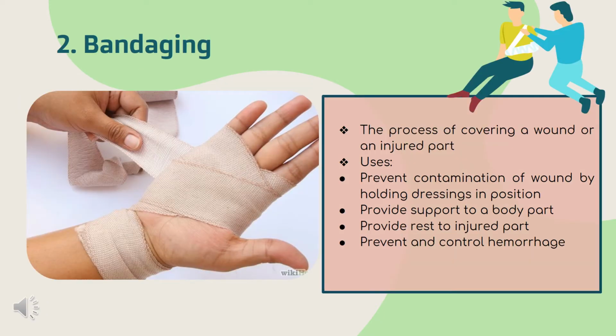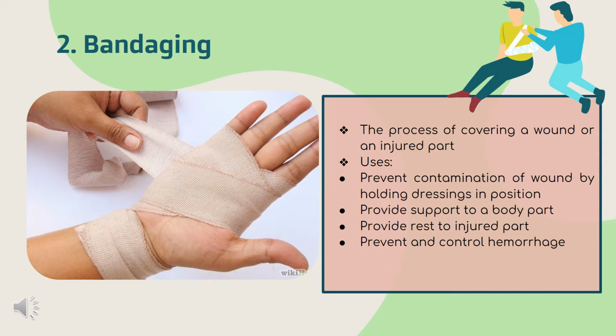Second, bandaging. This is the process of covering a wound or an injured part. Its uses may be to prevent contamination of wounds by holding dressings in position, to provide support to a body part, to provide rest to an injured part, and to prevent and control hemorrhage.